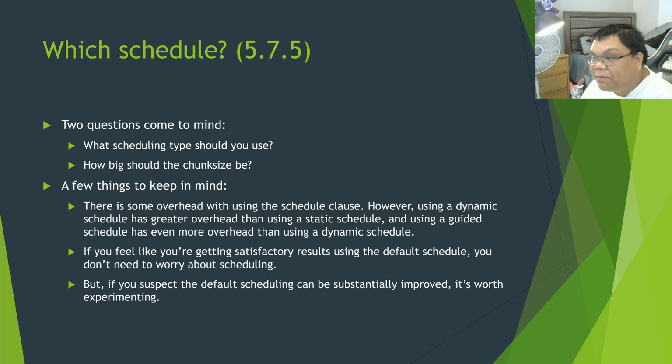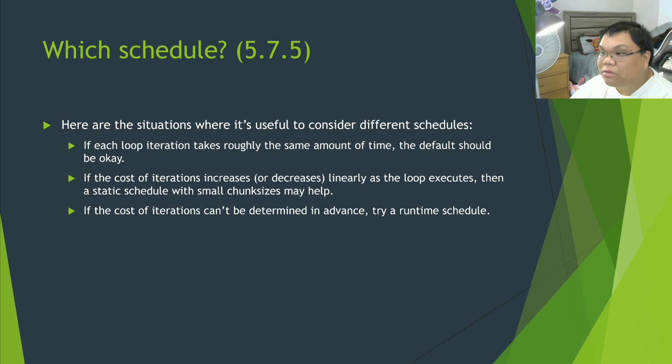If you feel like you're getting satisfactory results using the default schedule, don't worry about scheduling at all. But if you suspect that default scheduling just isn't enough and you feel like you can improve it, then try it out and see if you can get it to work better. Here are some situations where it is useful to consider different schedules. If each loop iteration takes roughly the same amount of time, default schedules should be okay. If the cost of iterations increases or decreases linearly as the loop executes, then you may want a static schedule with a small chunk size. If the cost of iterations cannot be determined in advance, try a runtime schedule.